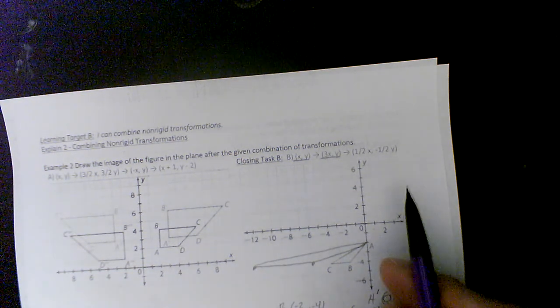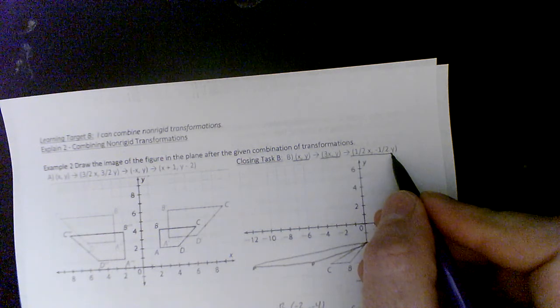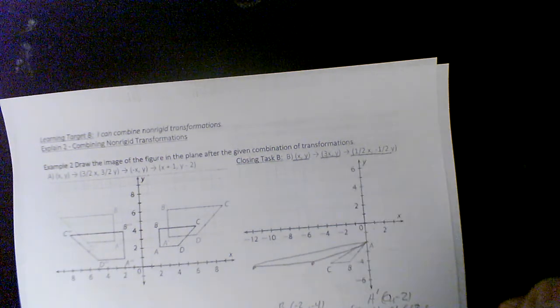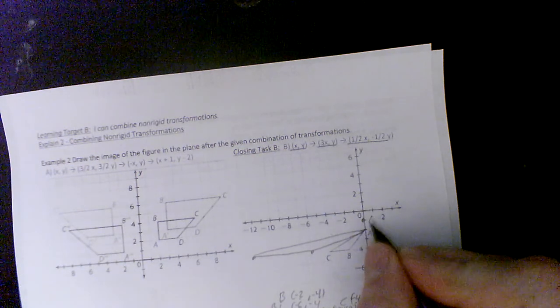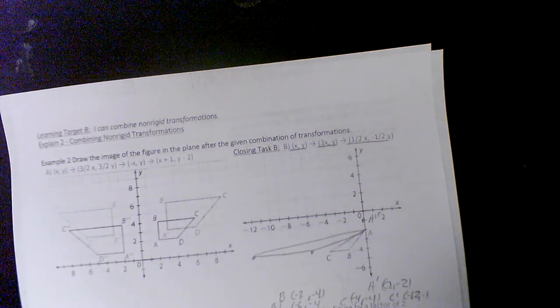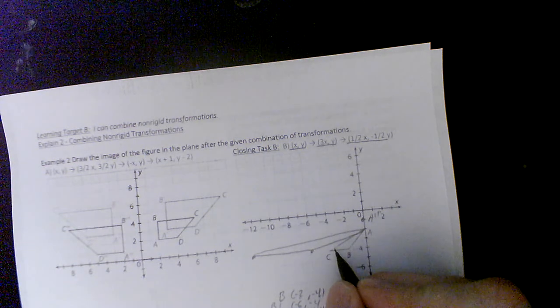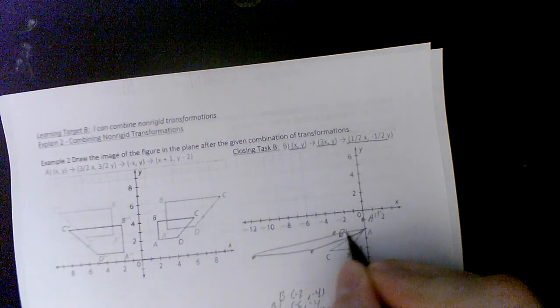And then it says, hey, we're going to take this and we're going to stretch it again. We're going to take this and make half of x and half of y. So let's do this. Half of x, half of y moves my A prime prime up to here. B was negative 6, negative 4, so I'm going to go negative 3, negative 2. There's my new B prime prime.